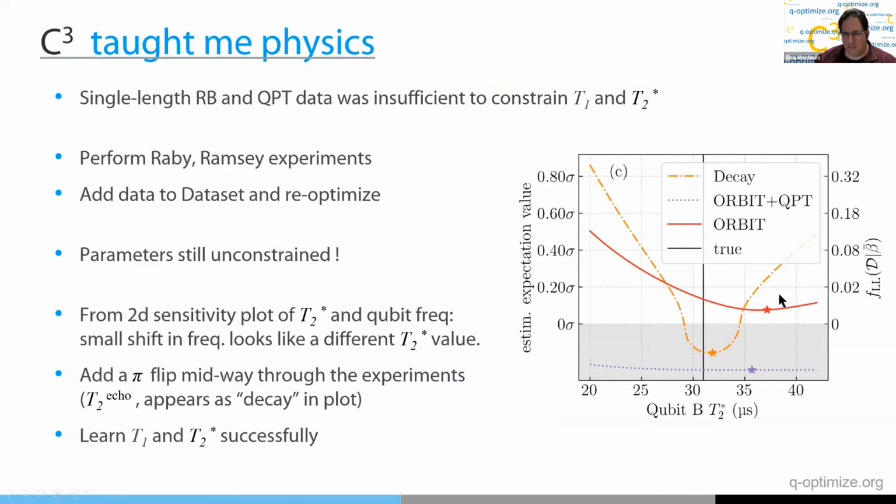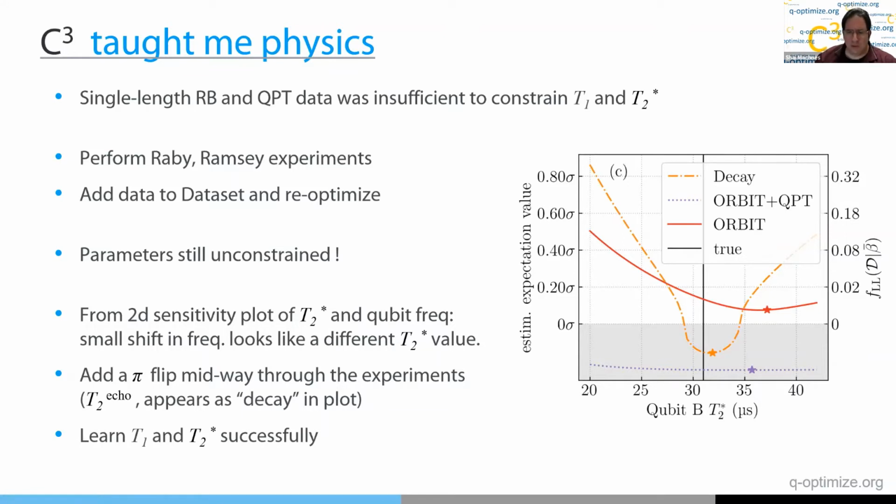As you can see from, for example, this line here, we essentially have no idea what T2 star is. It's essentially flat, so we cannot distinguish using the data we have between 20 microseconds and 40 microseconds. So we said, okay, let's add a bit of data. We know that experiments like Rabi and Ramsey are typically used to measure T2 stars, so let's use them. We add this data to the data set and re-optimize, but the parameters were still unconstrained. And we wanted to figure out why.